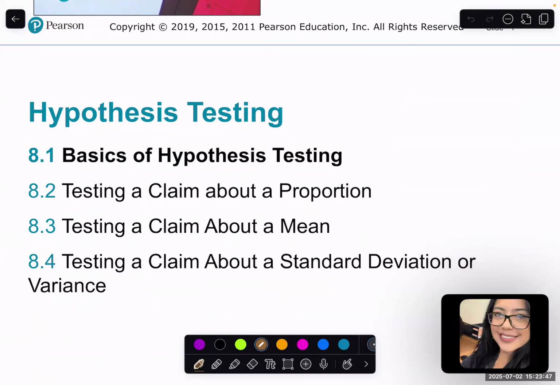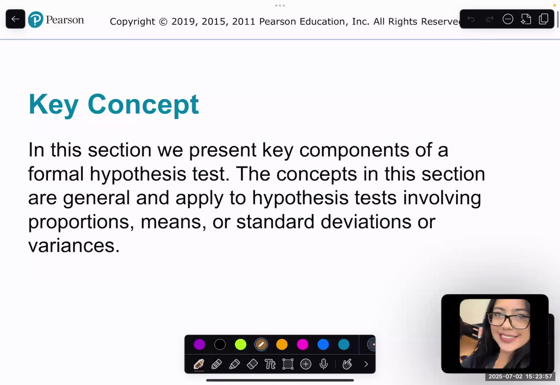So in this section, we're going to look at definitions. We're going to look at what is hypotheses testing and what can we do with that. In this section, we will present key components for formal hypotheses tests. In general, we're going to apply hypotheses tests involving proportions. So this is what we're going to look at. We're going to look at hypotheses dealing with proportions, means, standard deviations, or variances.